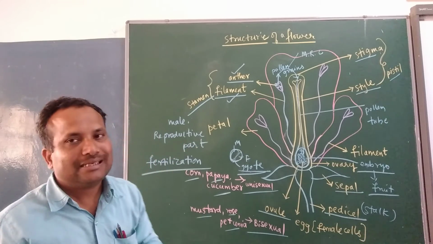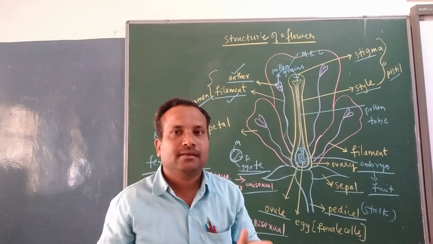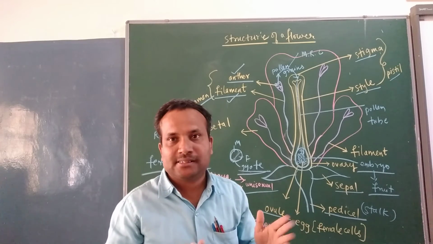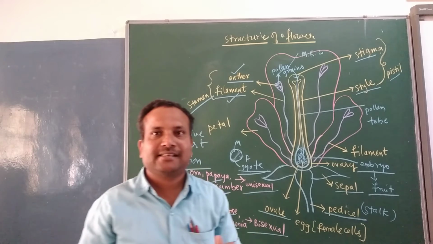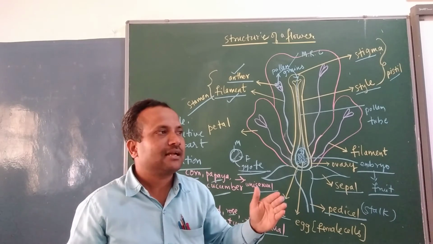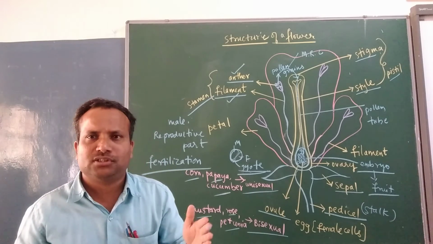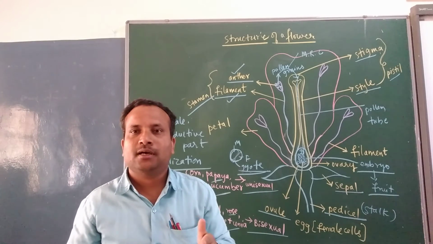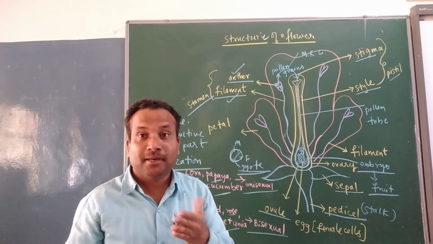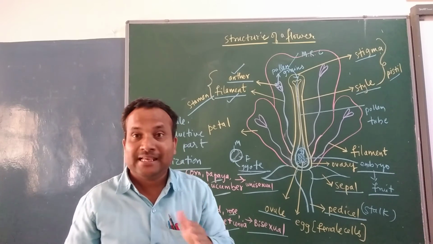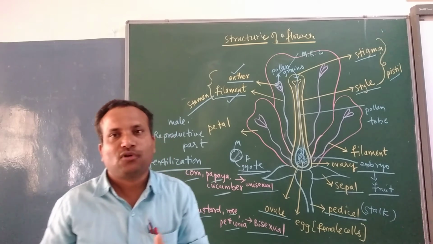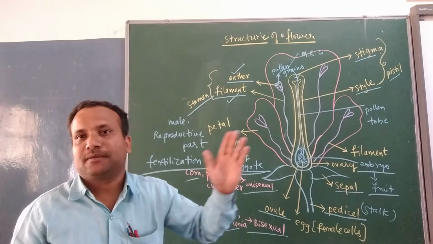So this pollination can take place with the help of so many agents, maybe air, water, birds, bees, insects. All these are the agents for pollination. So air, water, insects, birds, bees, butterflies, these all we call the modes or agents for pollination.